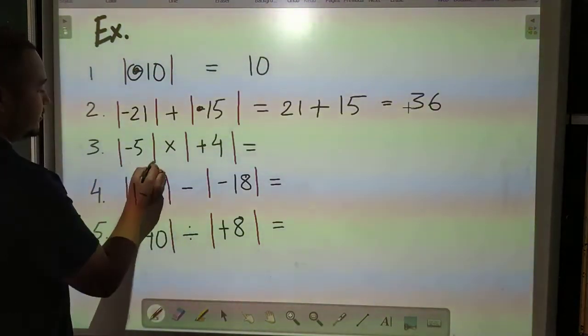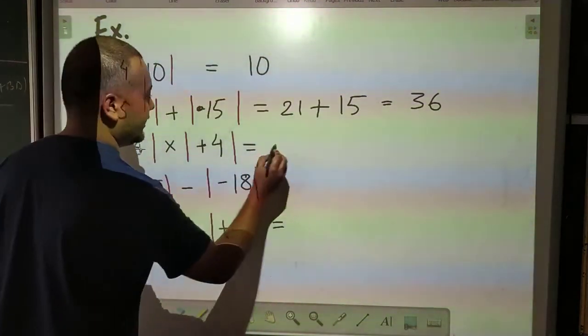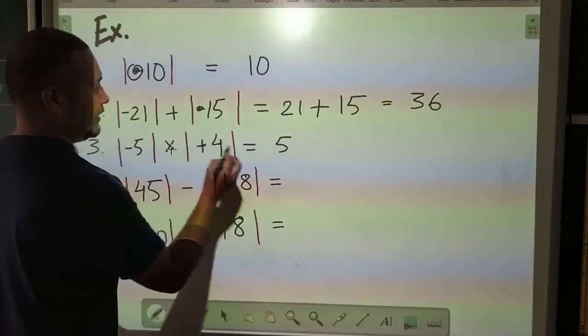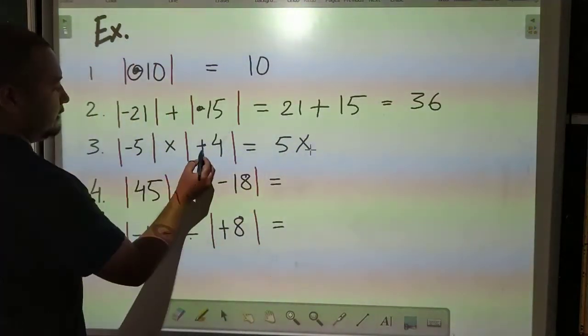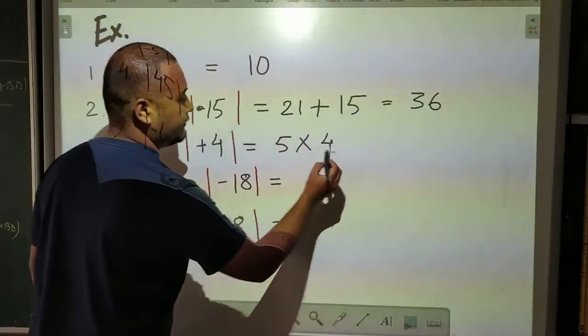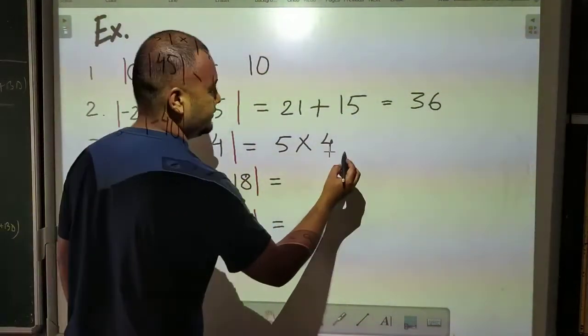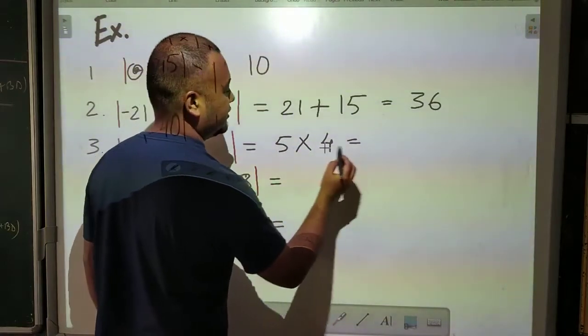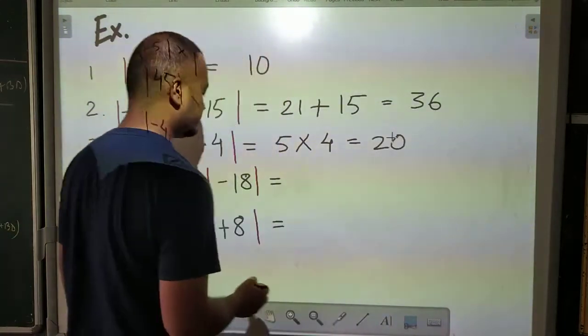Next, modulus of minus 5. So remove the sign and write 5. Then we have a multiplication symbol. Then plus 4. So modulus of a positive number is the number itself. So 4. Just don't write the sign. And then multiply. 5 multiplied by 4 is 20.